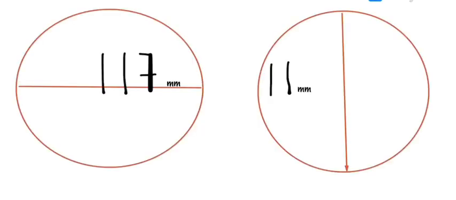So next is the diameters of the cornea. This is the vertical diameter of the cornea, which is 11 millimeter, while the horizontal diameter of cornea is 11.7 millimeter. So the horizontal diameter of cornea is a little more than its vertical diameter. So vertical is 11 while horizontal is 11.7 millimeter.